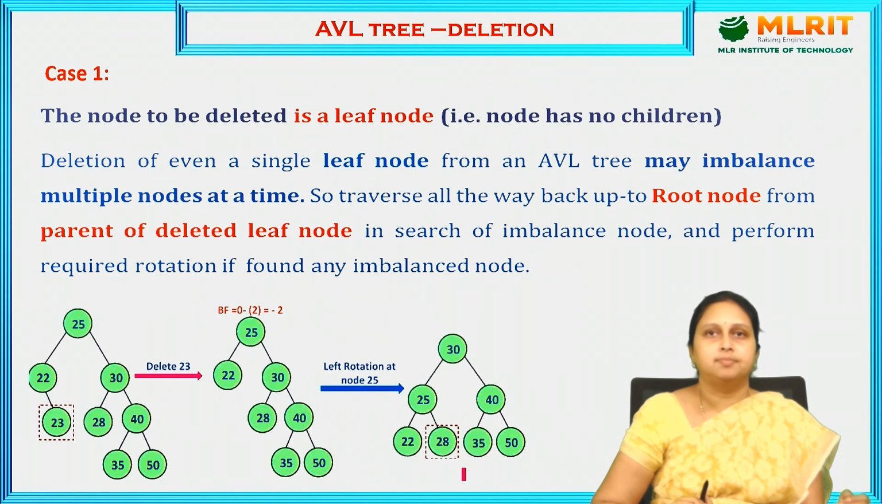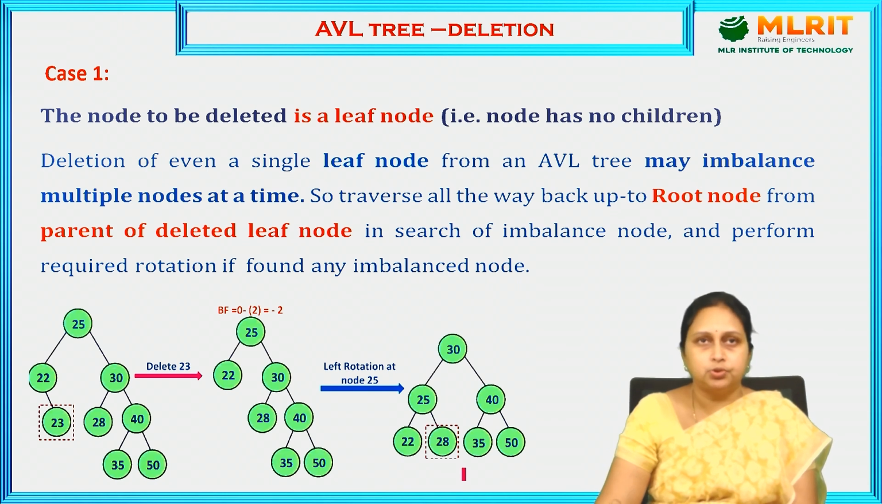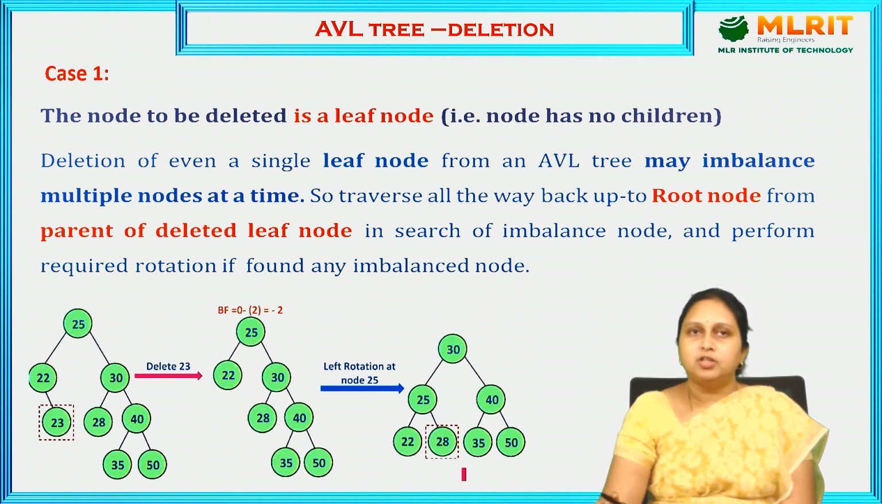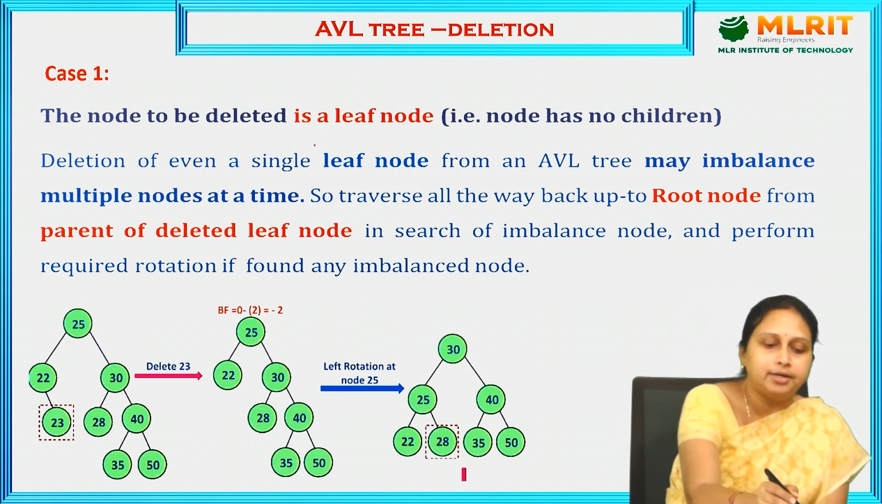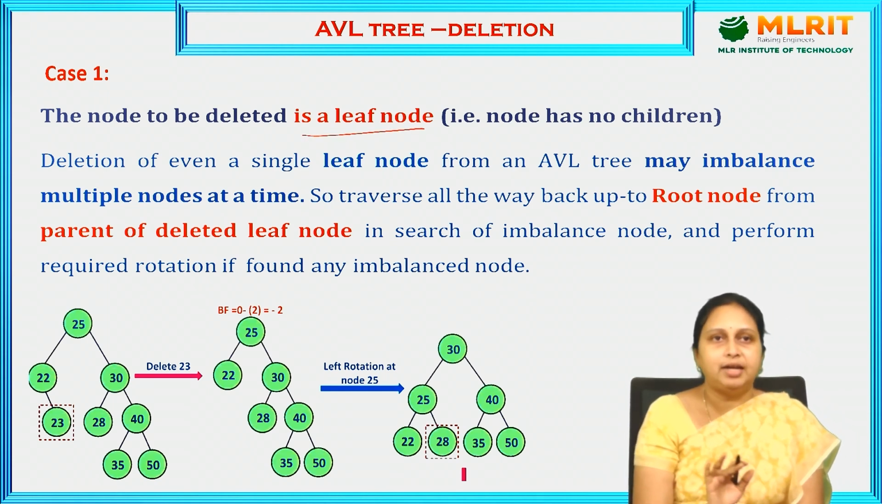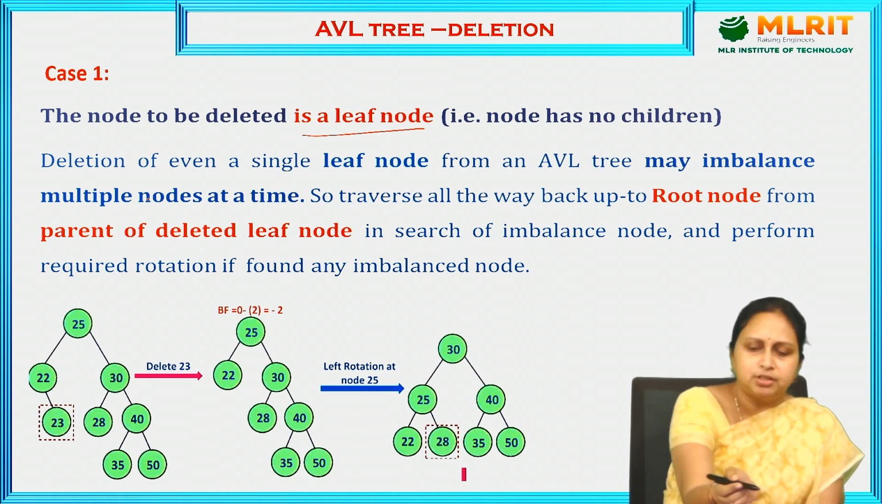Let us see all the three cases with examples here, so that you can understand very easily what we are doing. What is the first case? The node to be deleted is a leaf node. Leaf node means you don't have any children for that. Now, deletion, the same thing.